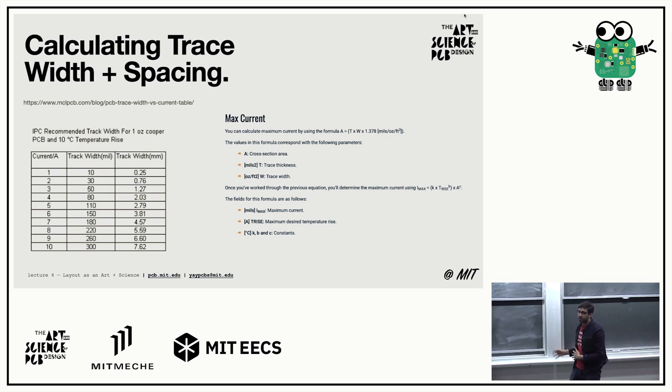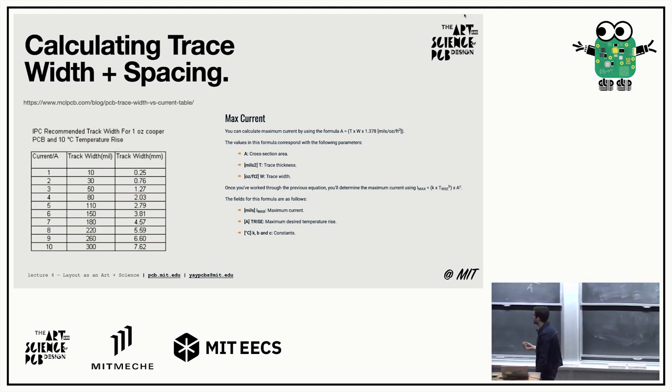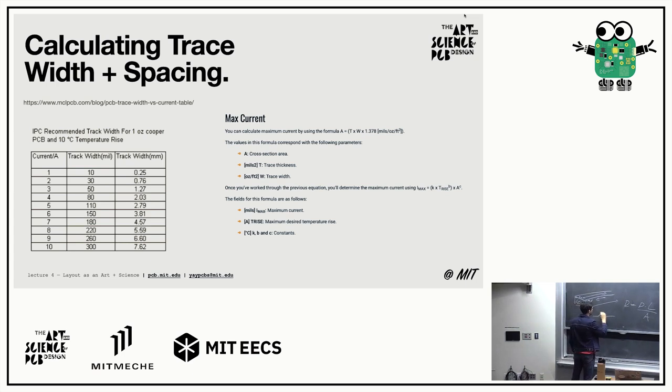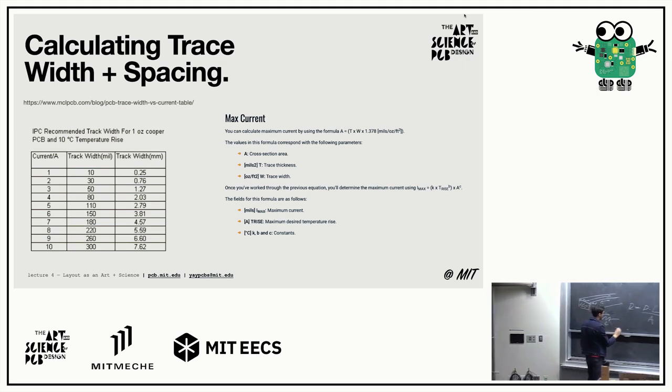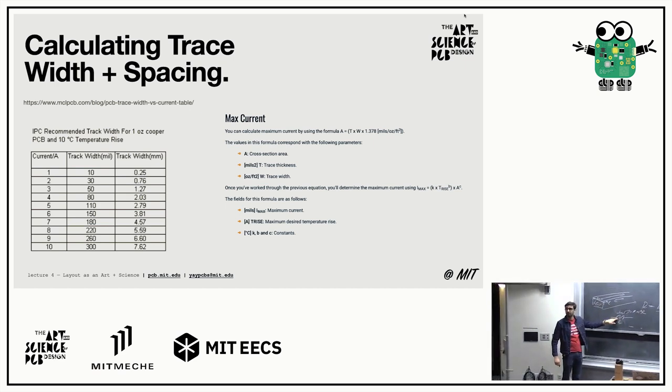Now, there is a caveat to this. All these ratings assume certain thermal properties of your system, right? Because if I run current through a resistor, what's going to happen to this resistor? It's going to heat up, right? It's going to start at a certain ambient temperature, and based on the current going through it, it's going to dissipate power, where power is equal to I squared times R. Depending on how well this trace or resistor is cooled, it will be able to deal with that dissipated power differently, right?